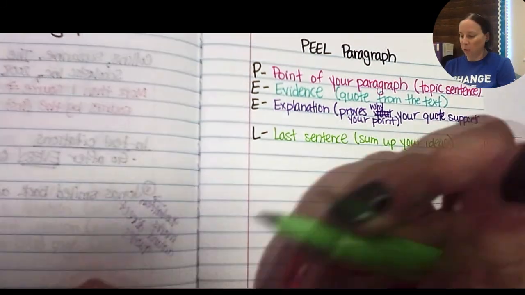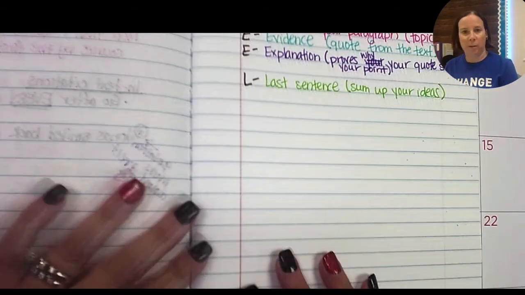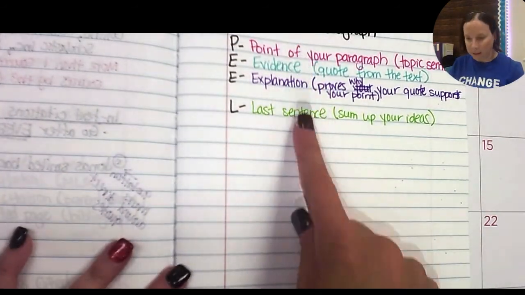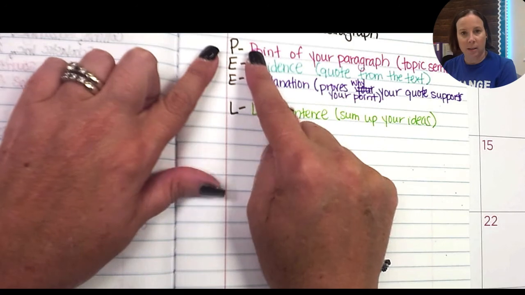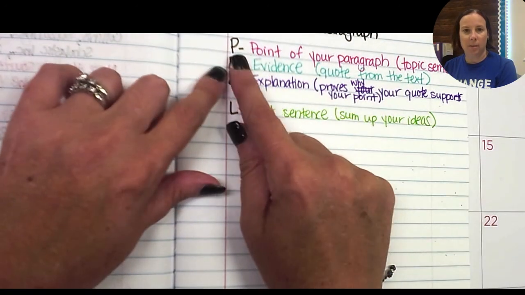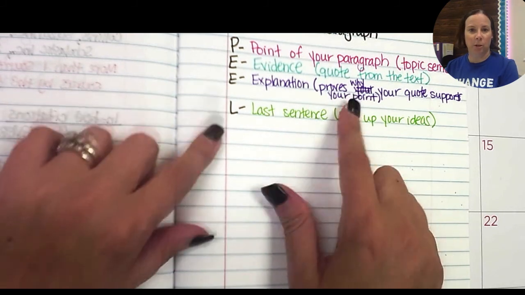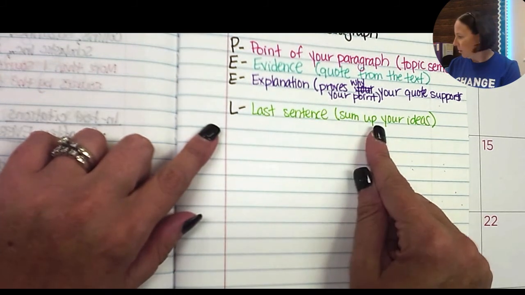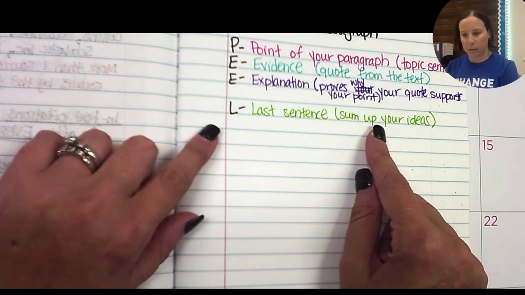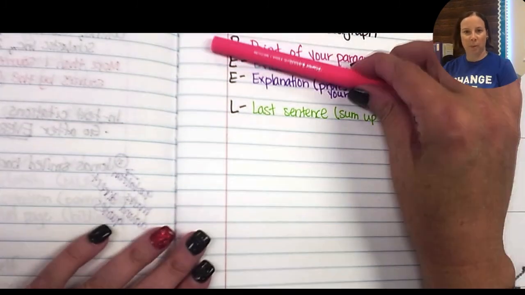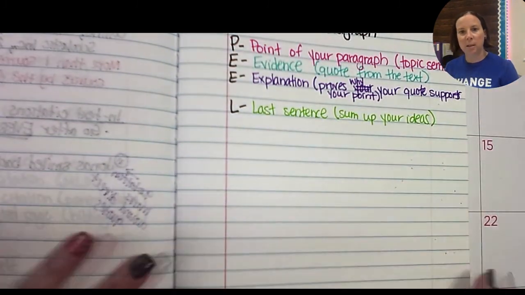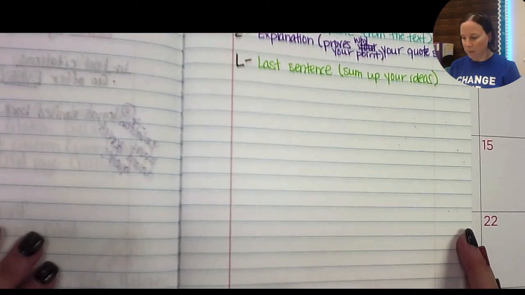Okay, so here's what I'm going to do. I'm going to be writing a PEEL paragraph down here, and I'm going to be color coding it. So in pink is going to be the point. The evidence is going to be in blue. The explanation is going to be in purple. And then the last sentence or 2 is going to be in green. So that way you can look up here and then look down here and see what goes together. Okay, so here we go.